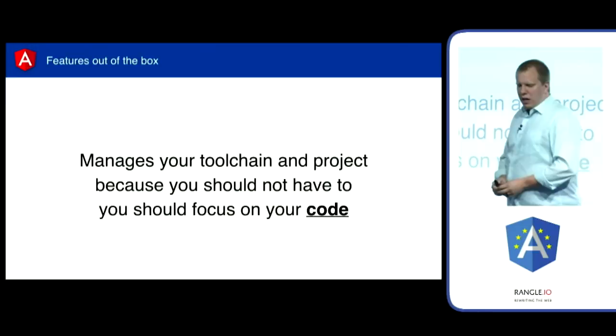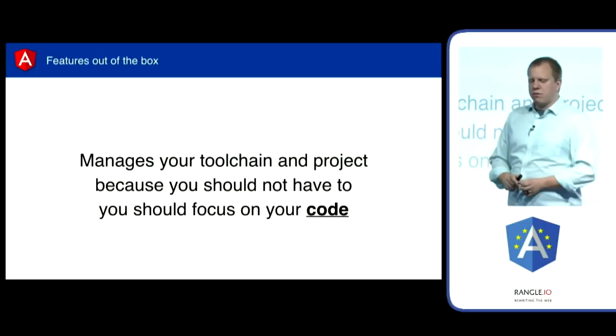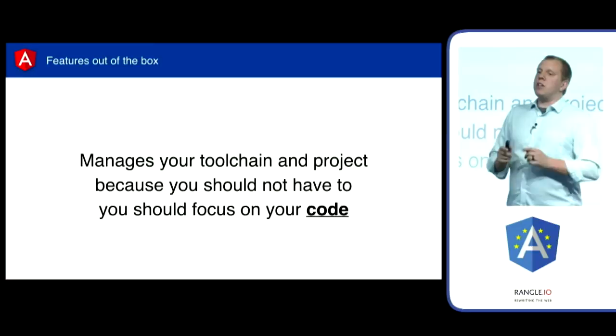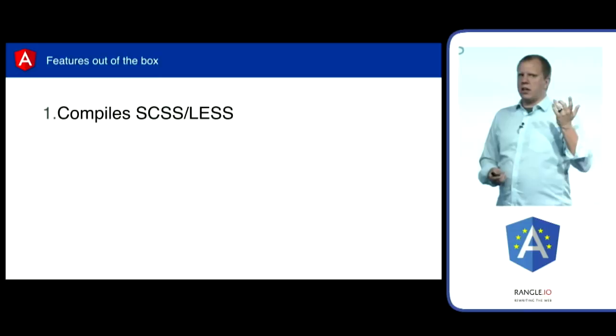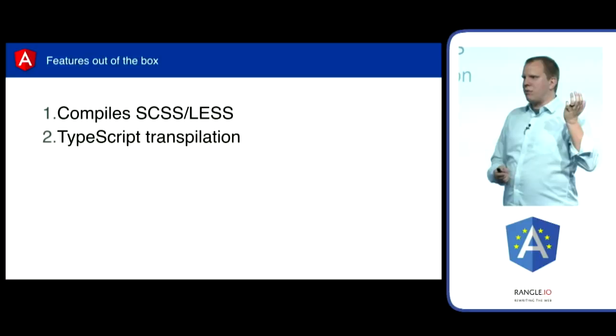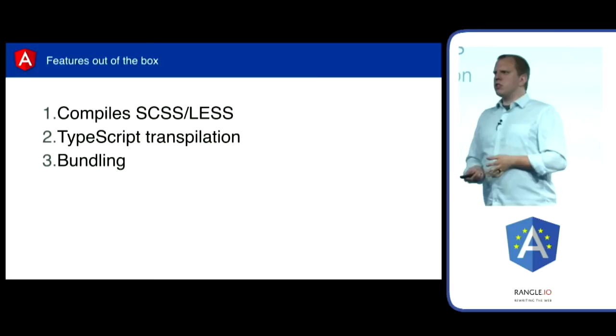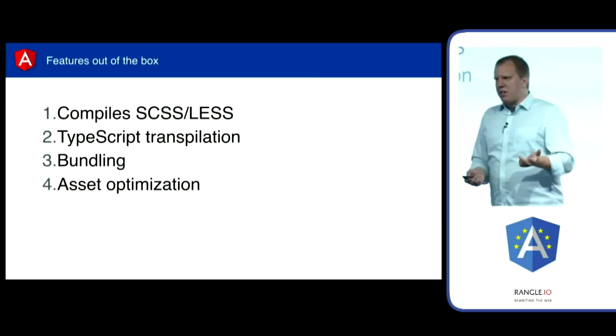And then the CLI manages your project and your toolchain, because you should not have to manage your project yourself. You should not have to manage your toolchain yourself, sorry. You should focus on your code. So some features that come out of the box with the CLI are, like I said, LESS and SASS. It understands that. It transpiles TypeScript. It also bundles your code, so you have just a single file to deploy to production. It optimizes your assets. If you're using PNGs that are small enough, it will maybe inline them in your HTML.